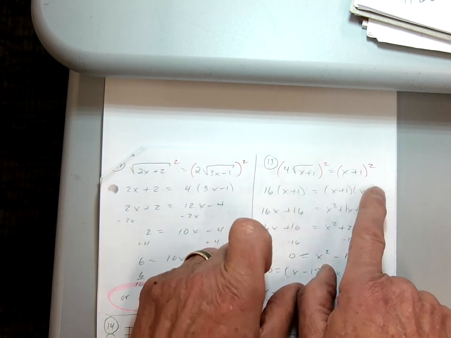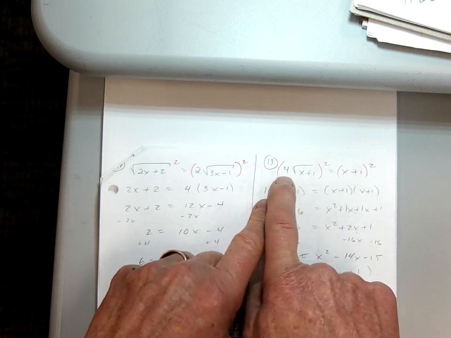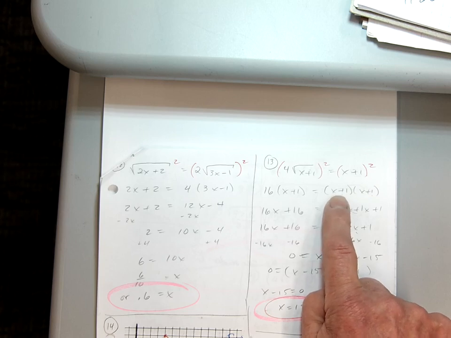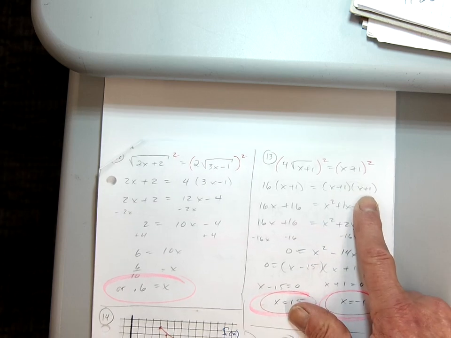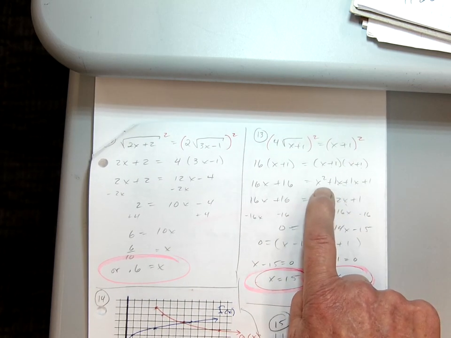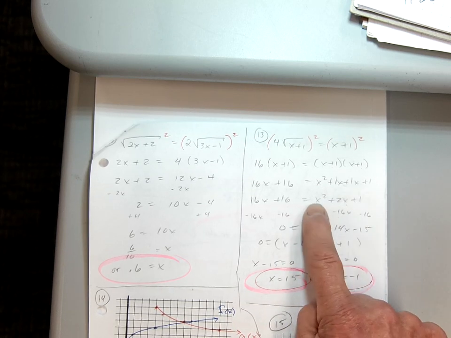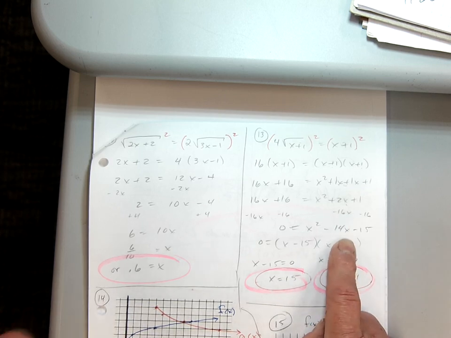13, same thing. I got to square both sides, but I got to be careful. If I square the 4, I get a 16. X plus 1 quantity squared, same thing as x plus 1 times x plus 1, but I FOIL that. So I get an x squared plus 1x plus 1x plus 1, which makes a x squared plus 2x plus 1, and then I start to solve it, okay?